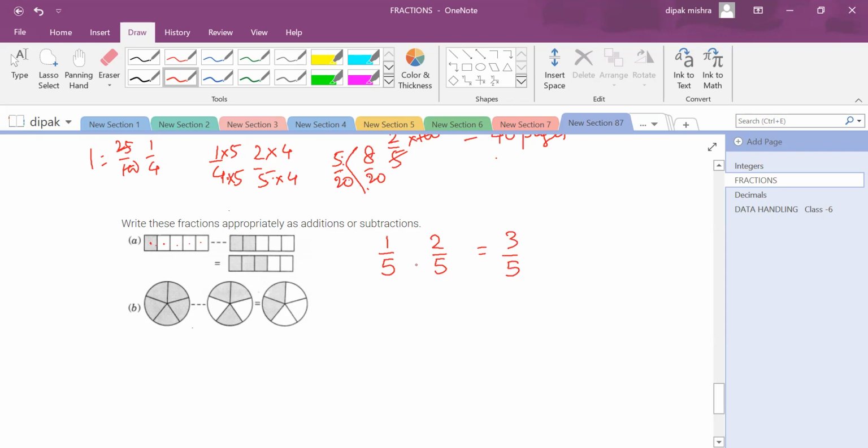So what sign should we put over here? If the denominator is the same, 5 and 5, and 1 and 2 make 3, it will be a plus sign. Okay, now here, next question.